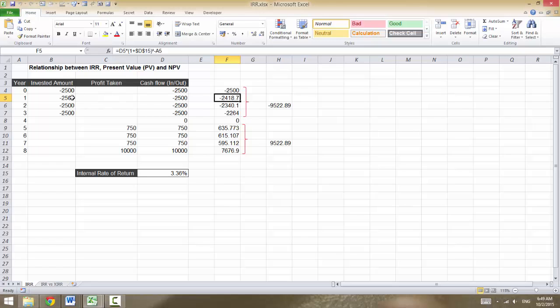Negative 2418. You're not actually given 2,500. If you invest 2,500 one year later, it is so different from today. Today is 2,500, but because there is the discounting factor, which is an interest rate of 3.36, it has discounted the value of a future value. So this is the so-called discounting rate.